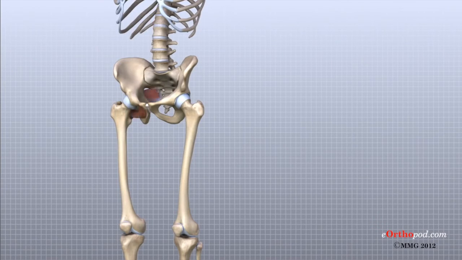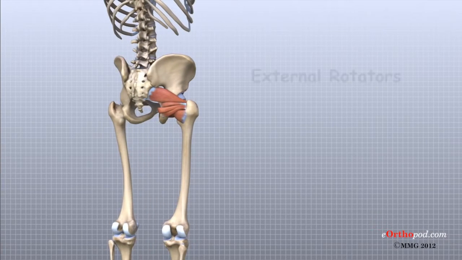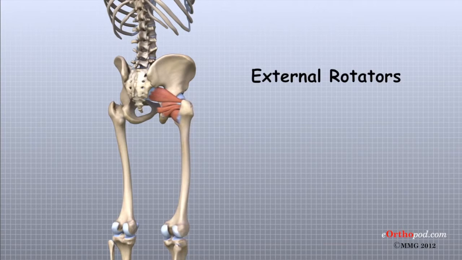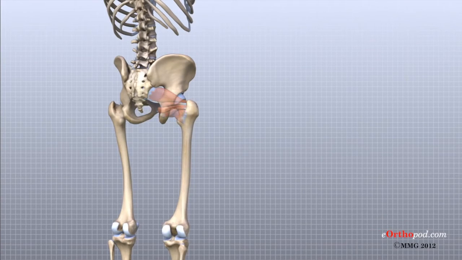Several small muscles travel from inside the pelvis across the back of the hip joint and attach to the back of the upper femur. These muscles help to stabilize the hip joint and rotate the leg outwards. Together as a group, these muscles are called the external rotators of the hip.